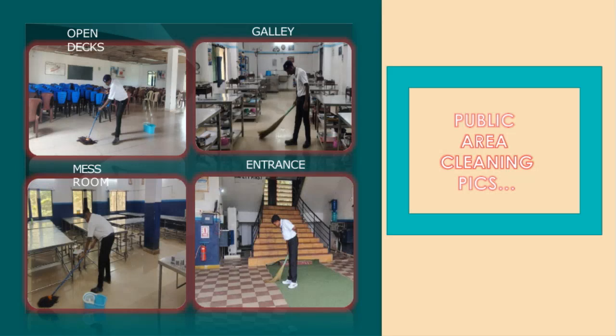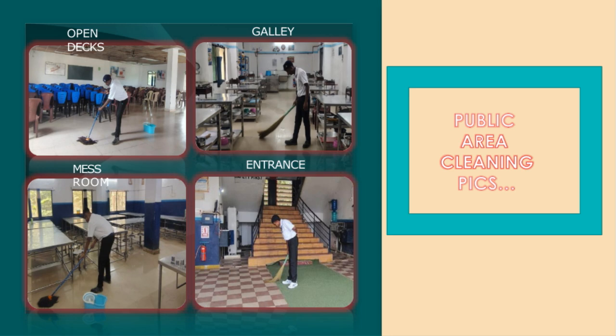All right, let's take a look at the open decks. These are the areas that are accessible and often used for various purposes, from leisure to work. Moving on, the galley is an essential part of the ship. It's basically the kitchen where meals are prepared and cooked, and it's designed to be efficient and functional even in a moving environment.